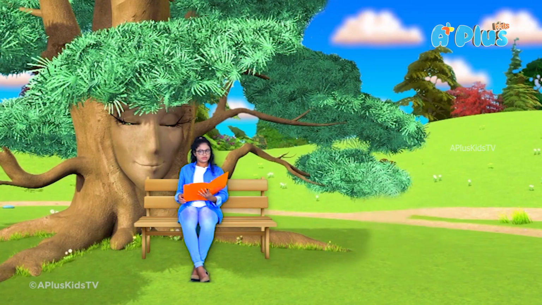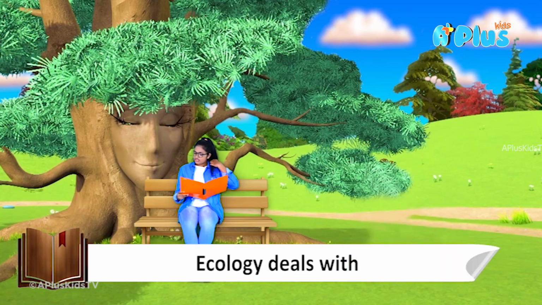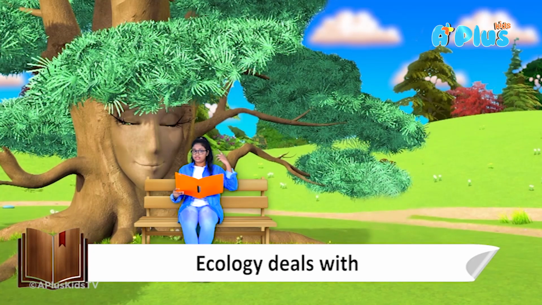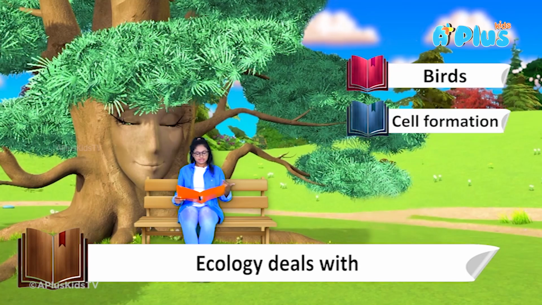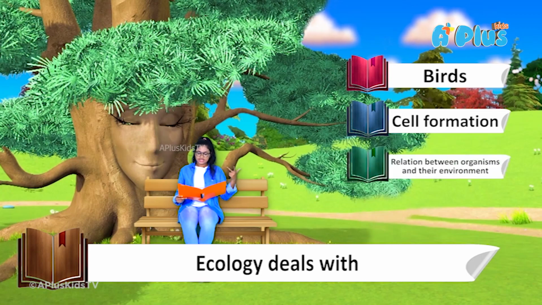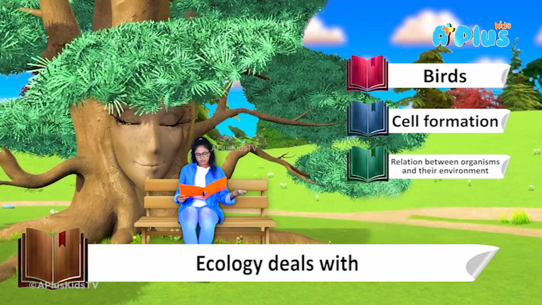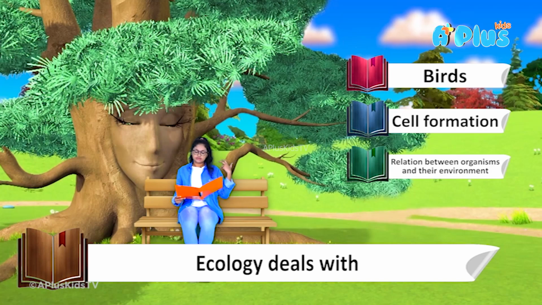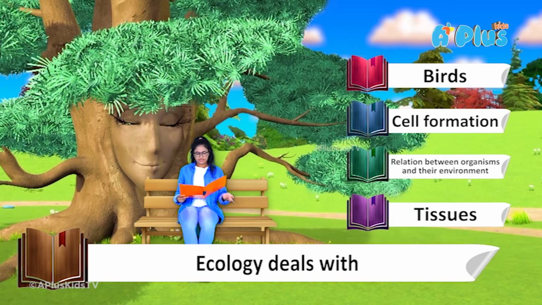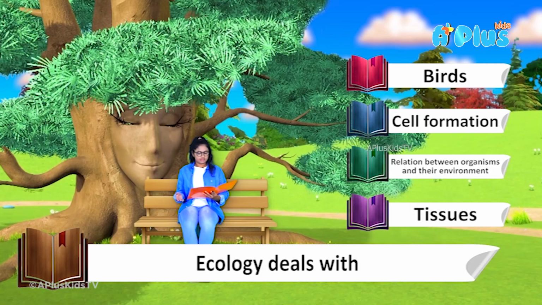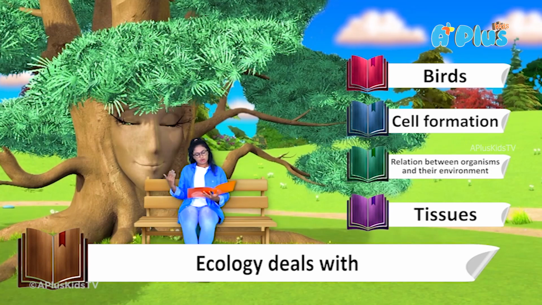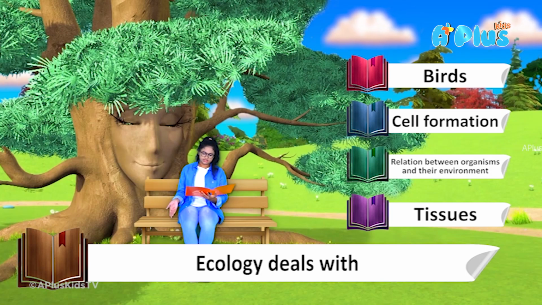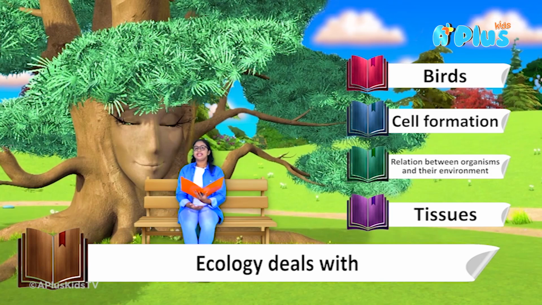Question number 1. What does ecology deal with? Option 1 is birds, option 2 is cell formation, option number 3 is relation between organisms and their environment, option number 4 is tissues. What does ecology deal with?